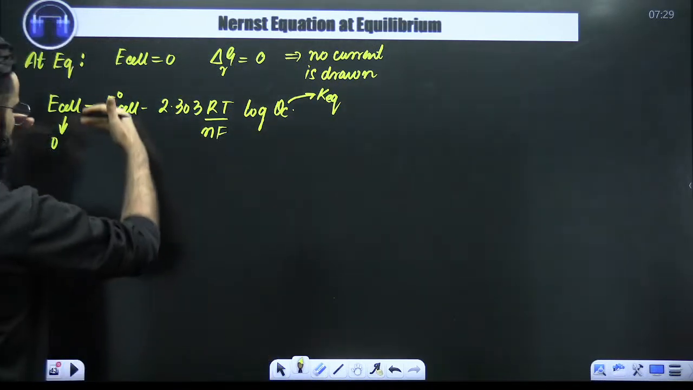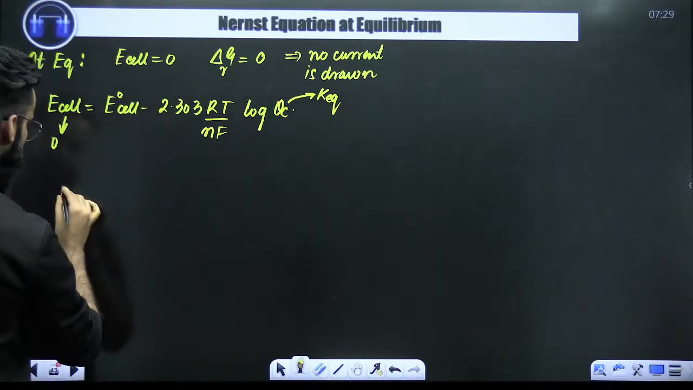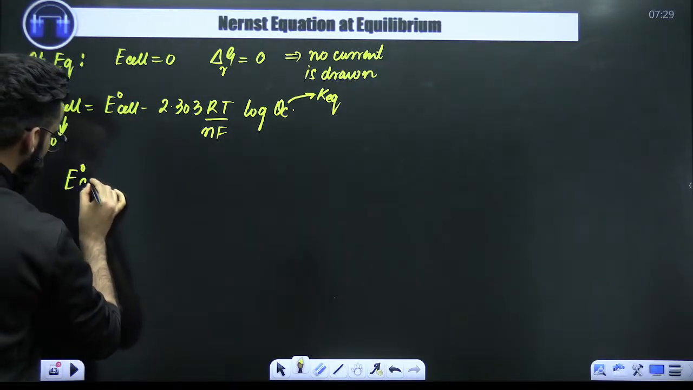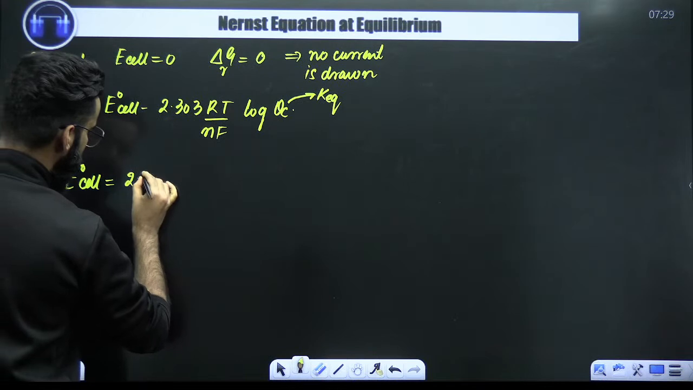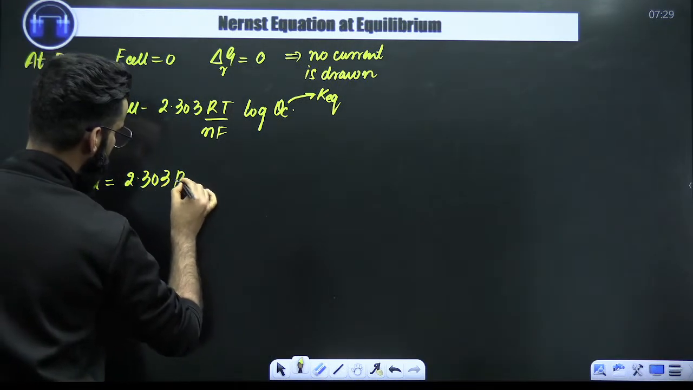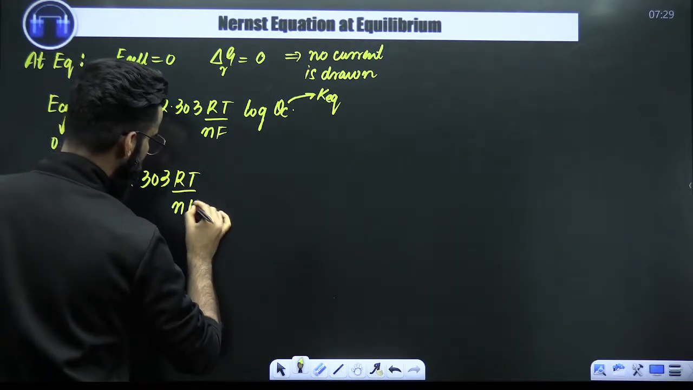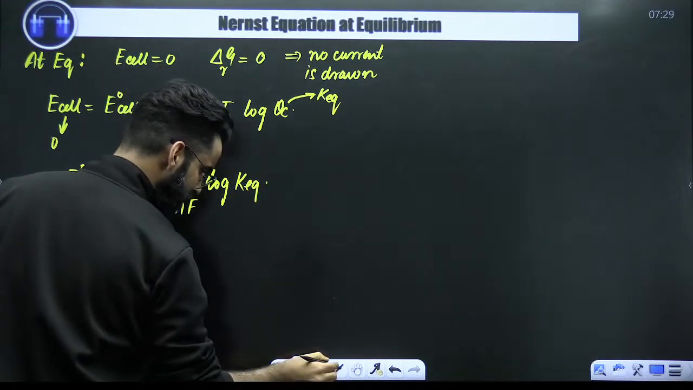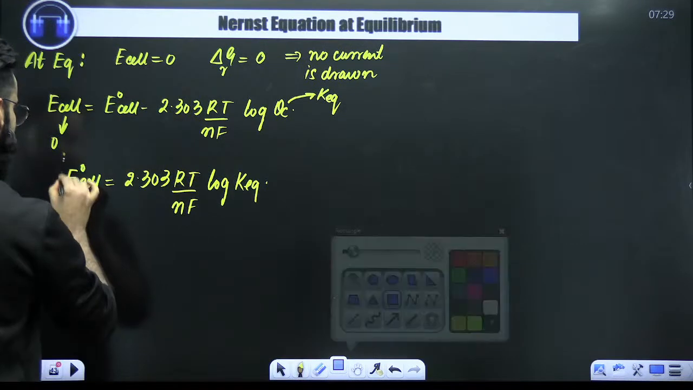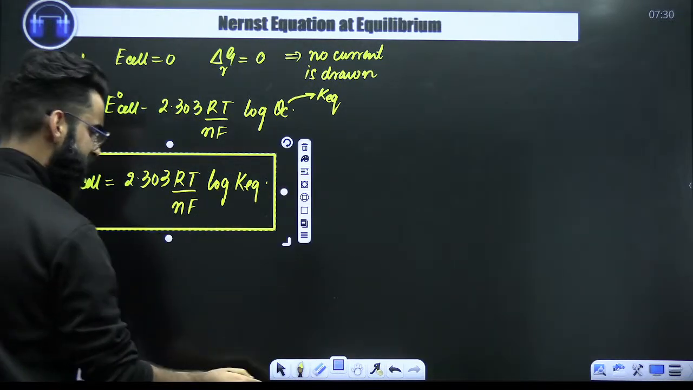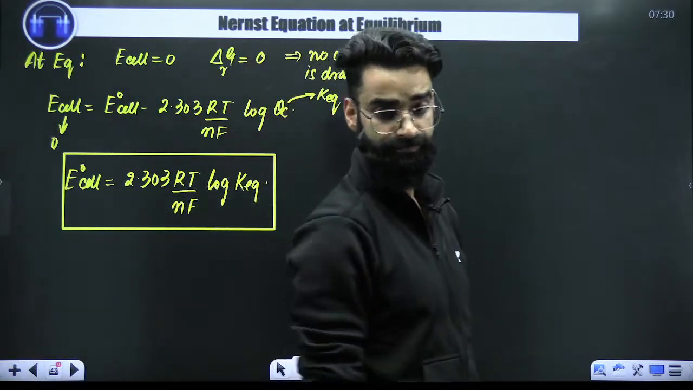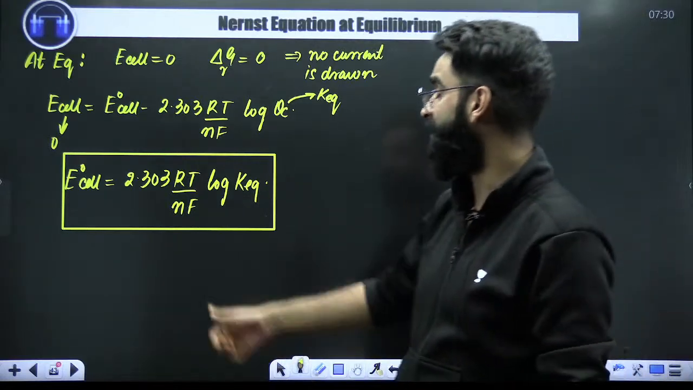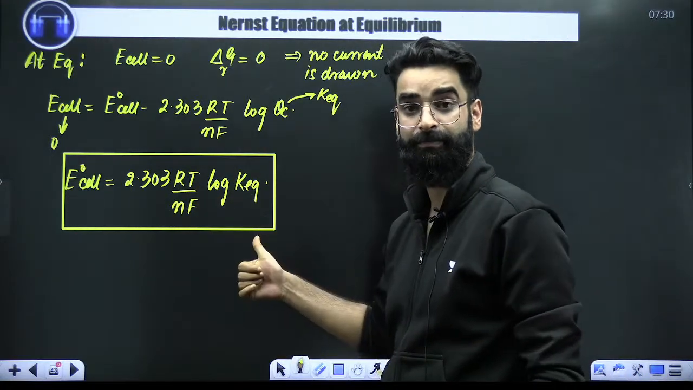Now, if I write the Nernst equation at equilibrium, you'll be writing it like this. E naught cell is equal to 2.303 RT divided by NF, and then it's going to be log of KEQ. So this is how you exactly write the Nernst equation at equilibrium.